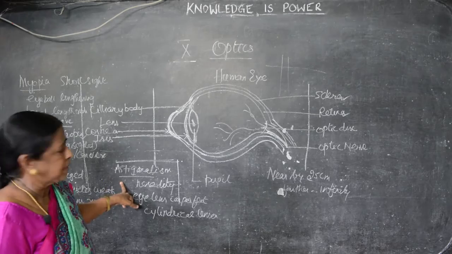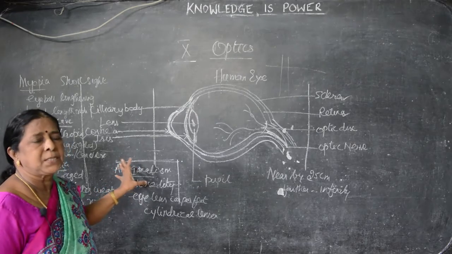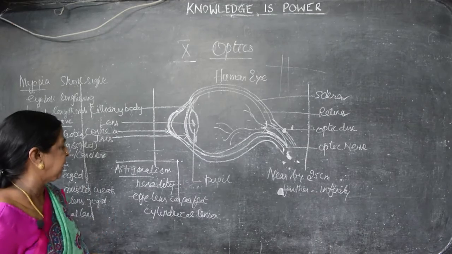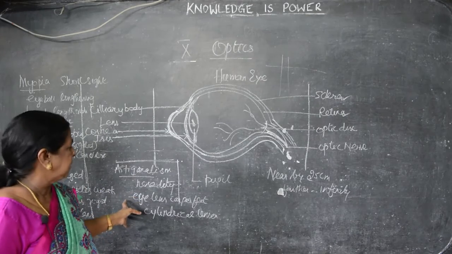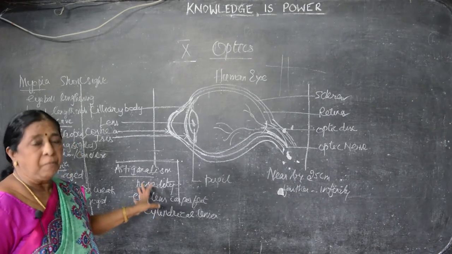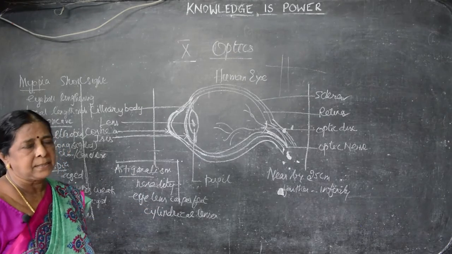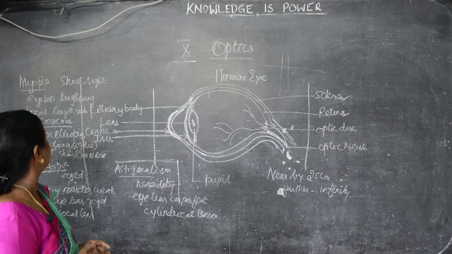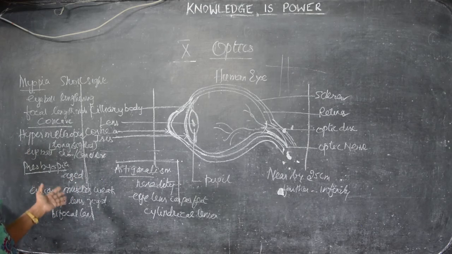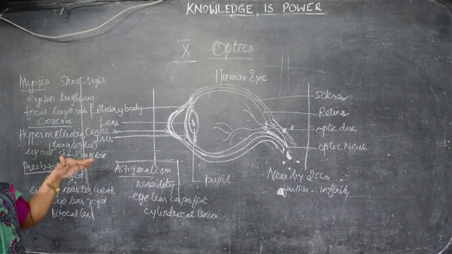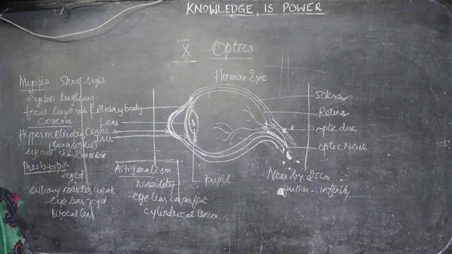Then astigmatism, this is entirely different. This is due to heredity, inherent capacity, that is, you get this from your parents. What's the reason for that? The eye lens is imperfect. So it can be rectified by cylindrical lenses. So what are the 4 defects of the eye I said? Myopia, hypermetropia, presbyopia, astigmatism. Here we may expect 2 more questions. What are the differences between myopia and hypermetropia? Clear, children? Shall I go to the other part?